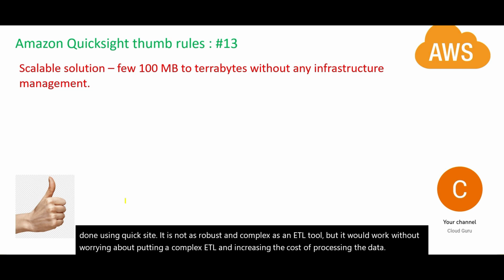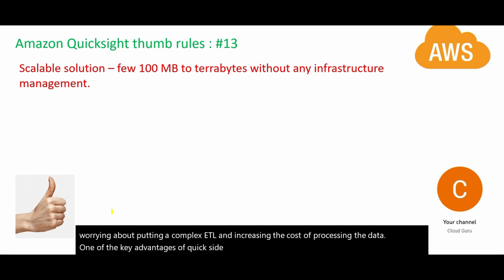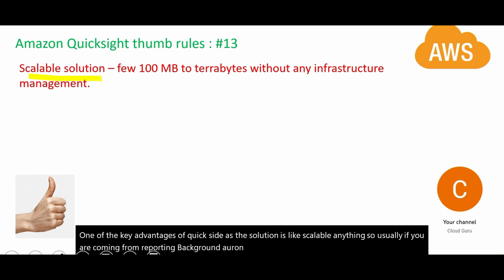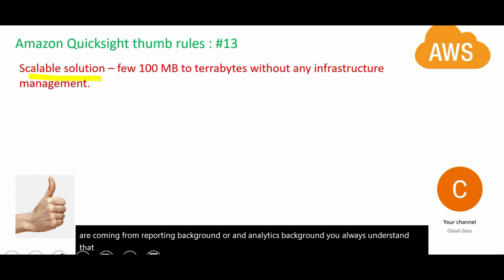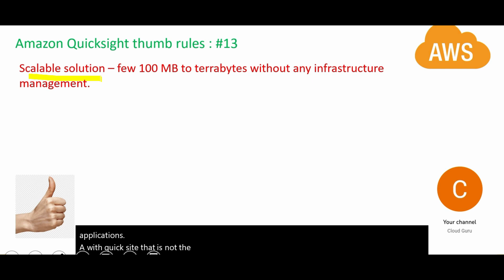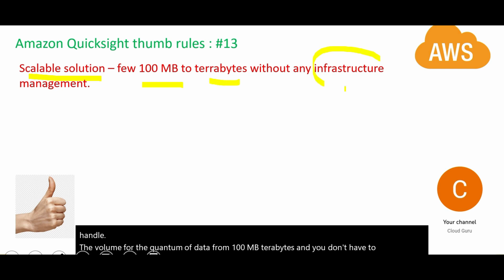And one of the key advantages of Quicksight is that the solution is scalable like anything. Usually, if you are coming from a reporting background or an analytics background, you understand that the more the data volume, the slower is the performance of your analytics applications. But with Quicksight, that is not the case. It is a scalable solution. It is a managed service, so it can handle the volume of data from 100 MB to terabytes, and you don't have to do infrastructure management.